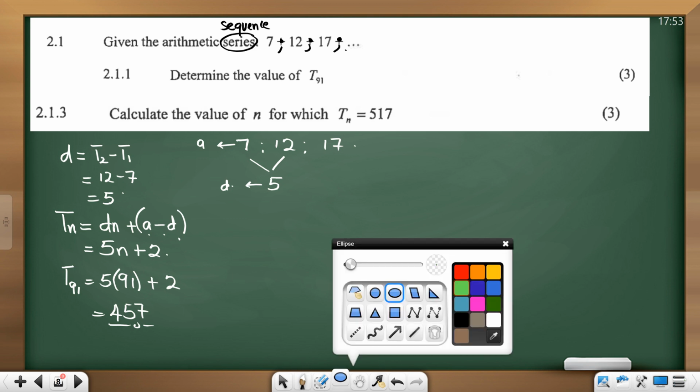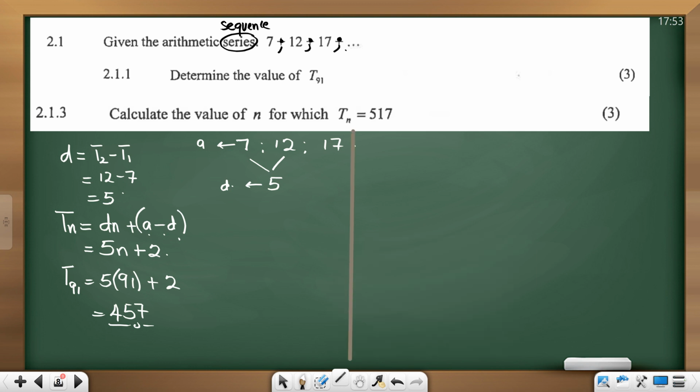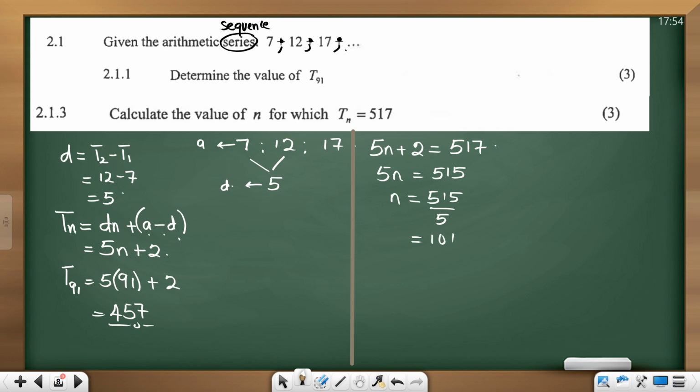Calculate the value of n. I know that now my 5n plus 2, which is my term, n therefore will be 515 because I moved it.